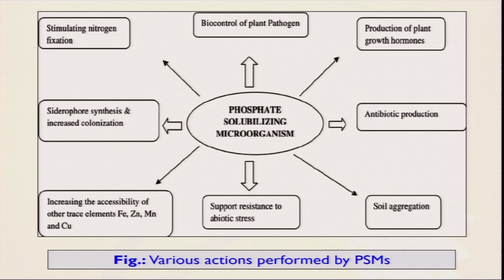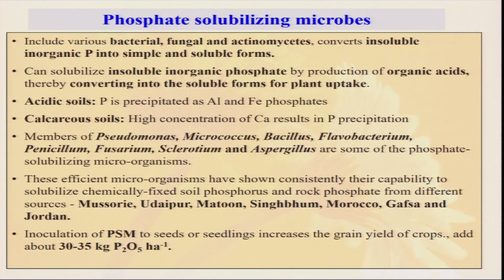In this slide, we have discussed the different roles phosphorus solubilizing microorganisms play. They stimulate nitrogen fixation, act as biocontrol of plant pathogens, and produce some antibiotics needed for the plants. They also help in soil aggregation and soil stability, and increase the accessibility of some trace elements like iron, zinc, molybdenum and copper. So, they not only help in phosphorus solubilization and supply to the plant, they also have secondary roles in micronutrient availability, resistance to plant attacks, and antibiotic preparation.